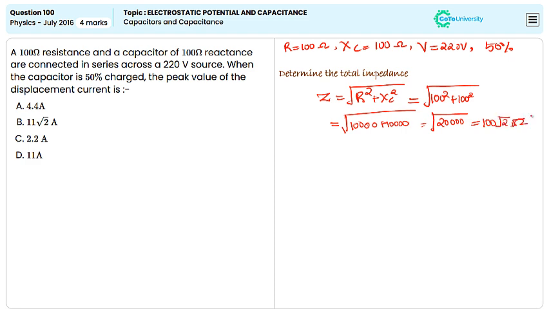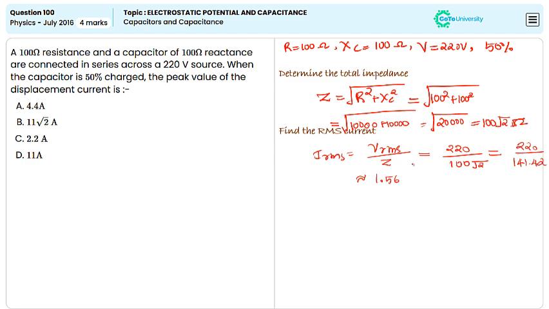The current in the circuit can be found using Ohm's law, given by IRMS is equal to VRMS by impedance Z. Given that the voltage source is 220, on substituting, we get IRMS is equal to 220 divided by impedance 100 root 2, which is equal to 220 by 141.42, which is approximately equal to 1.56 amps.